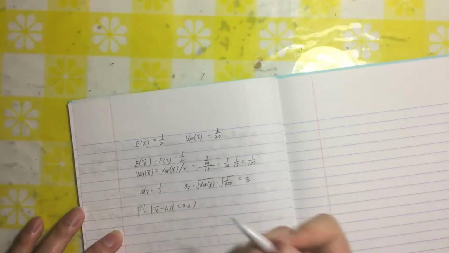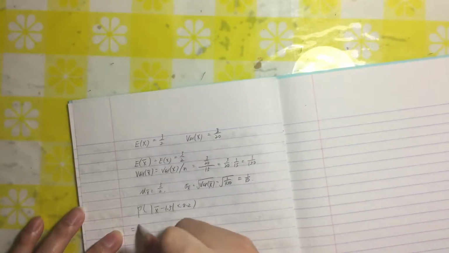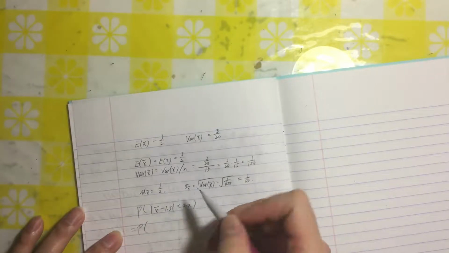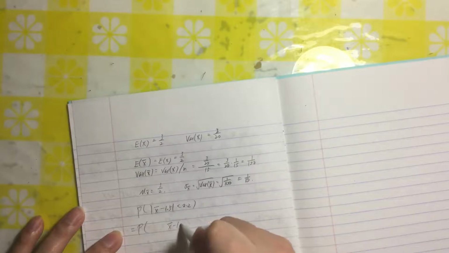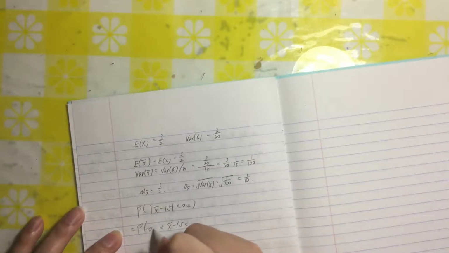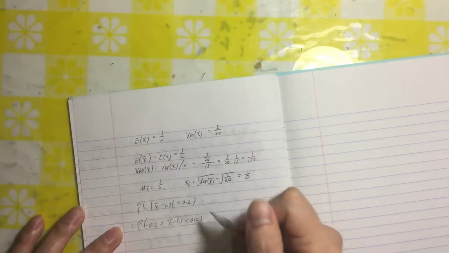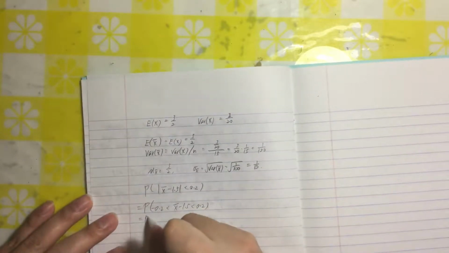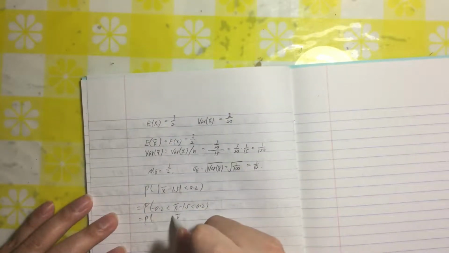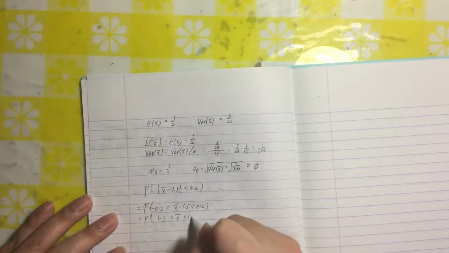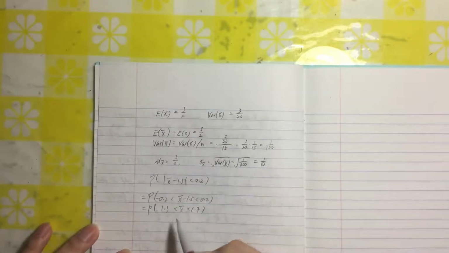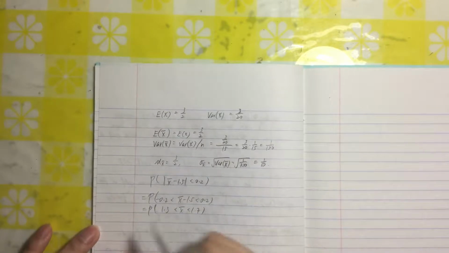Let's rewrite the probability first. The absolute value of S bar minus 1.5 being less than 0.2 means S bar minus 1.5 is between negative 0.2 and positive 0.2. If I add 1.5 to all three of them, I have the probability that S bar is between 1.3 and 1.7. According to the central limit theorem, S bar has an approximate normal distribution, so I can convert S bar to the standard normal distribution.